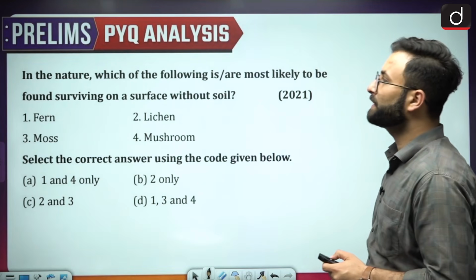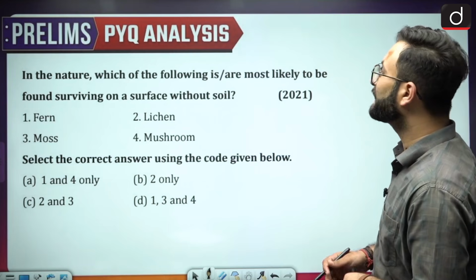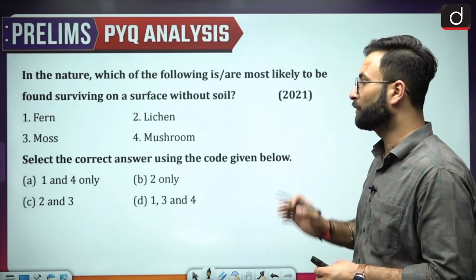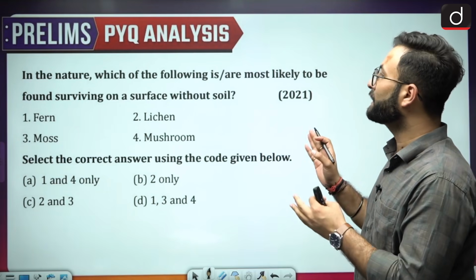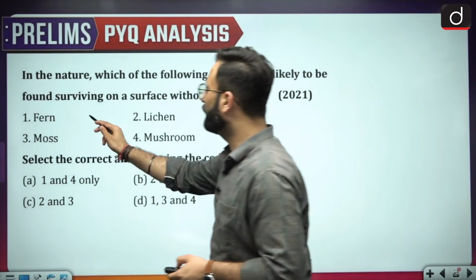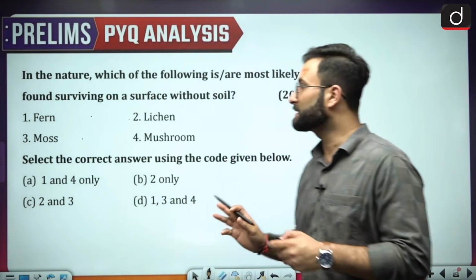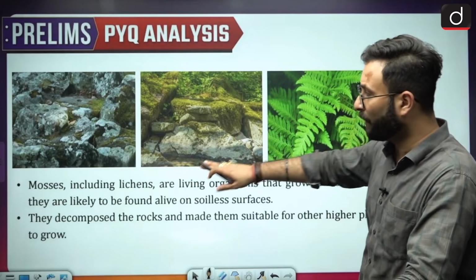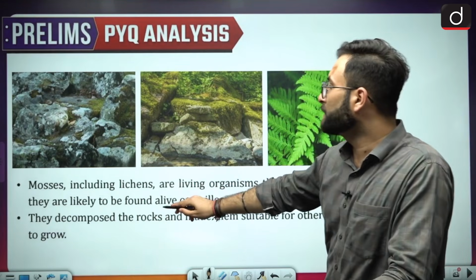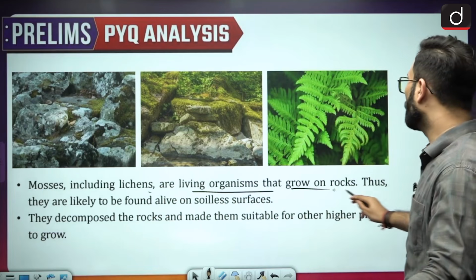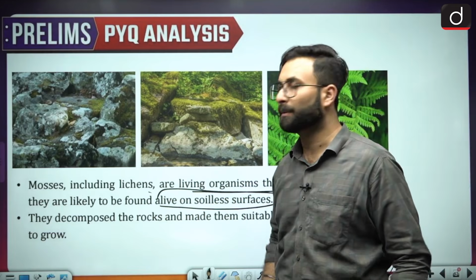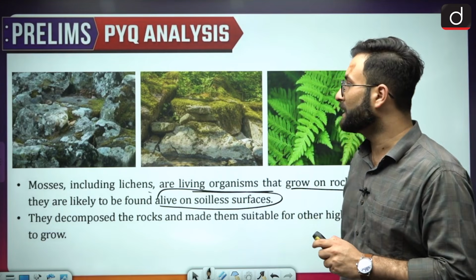Coming to the next one: in nature, which of the following is or are likely to be found surviving on the surface without soil? Fern, lichen, moss, or mushroom. Now, they are asking which can survive without soil. So let's see what the differences are. Mosses include the lichens. They are living organisms that grow on rocks, thus they are likely to be found alive on a soil-less surface as well.